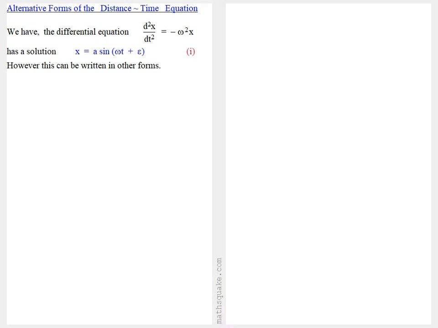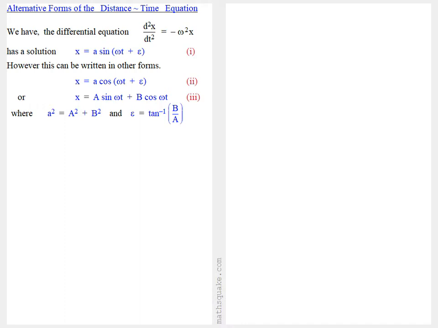Let's have a look at some alternative forms of the distance-time equation. Now we know the differential equation d²x/dt² equals minus omega squared x has a solution x equals a sine(omega t plus epsilon). However, the solution can be written in other forms. For example, it can be written as x equals a cosine(omega t plus epsilon), or x equals a sine omega t plus b cos omega t, where the amplitude a squared is equal to a squared plus b squared, and epsilon is the inverse tangent of b over a.